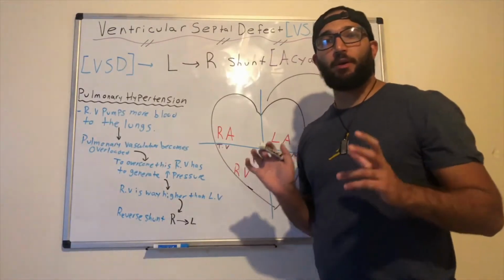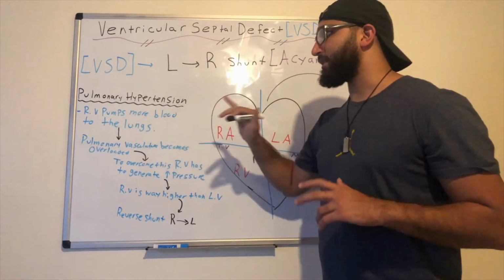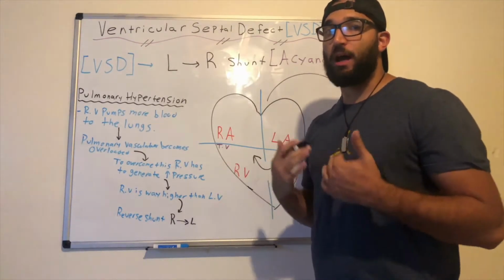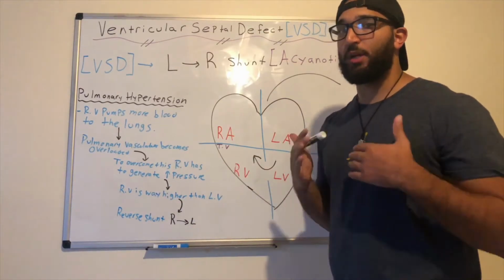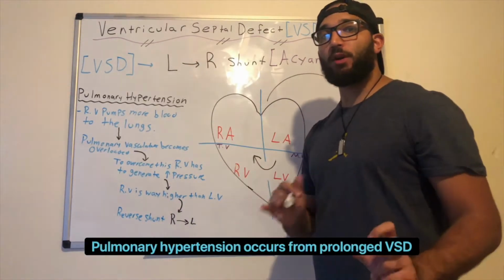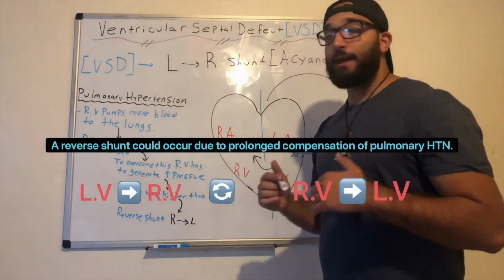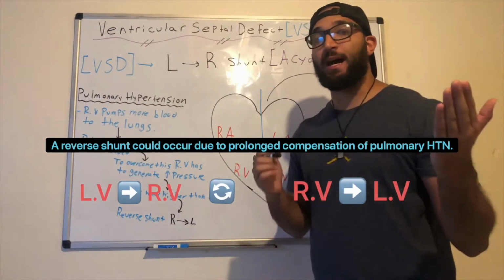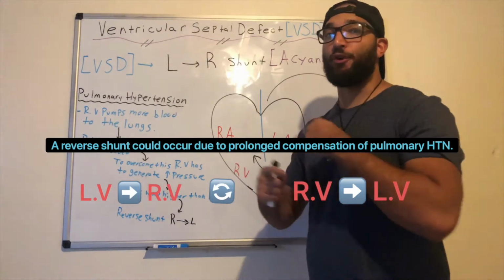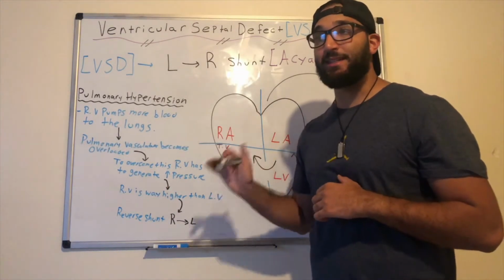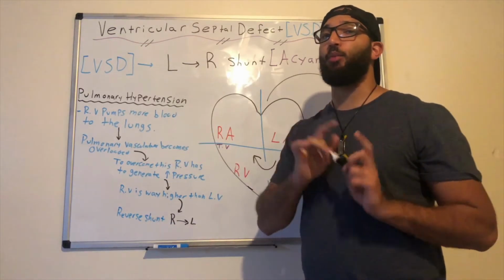So how does pulmonary hypertension occur? Well, it begins when the right ventricle has to pump more blood to the lungs to compensate. What happens after that is that the pulmonary vasculature within the lungs becomes overloaded. In order to overcome this overload, the right ventricle has to generate higher pressure. And what happens from there is that the right ventricle pressure is now higher than the left ventricle, meaning this could lead into a reverse shunt. So VSD could switch from left to right, and due to pulmonary hypertension, it can now go from right to left.